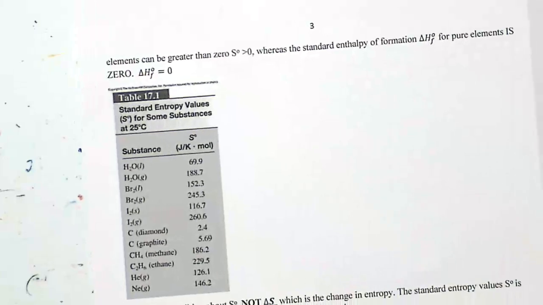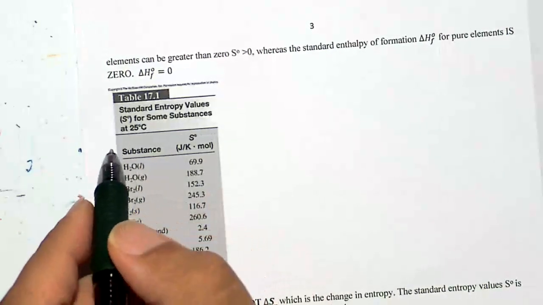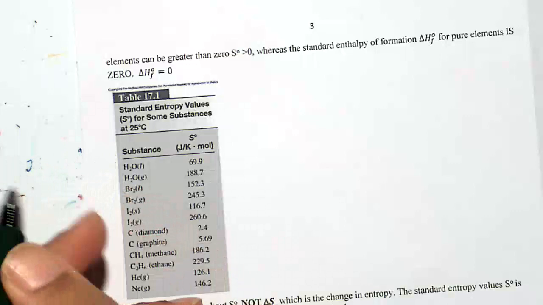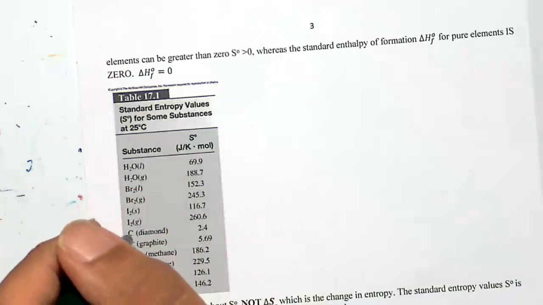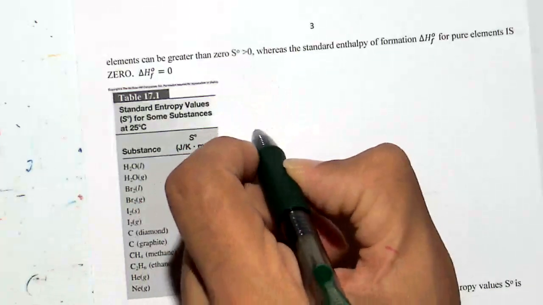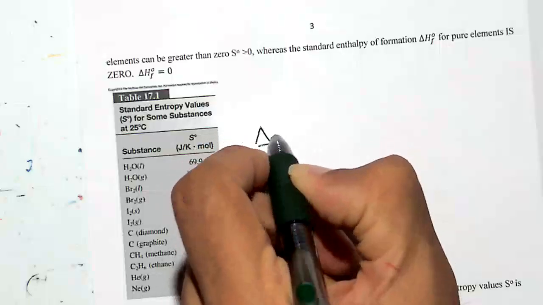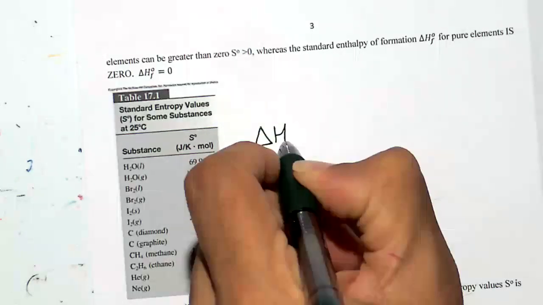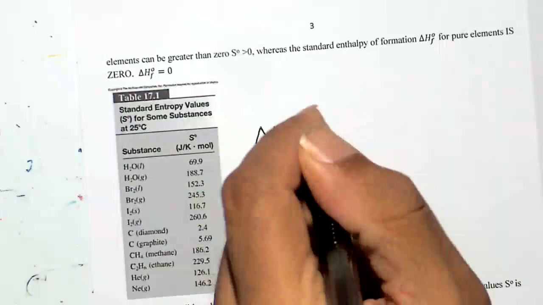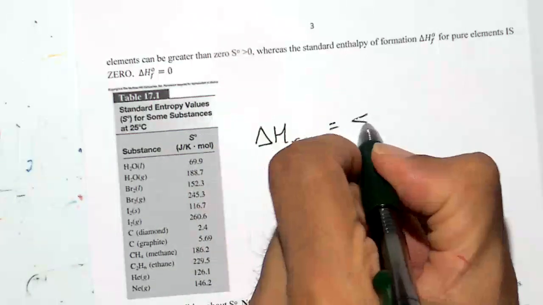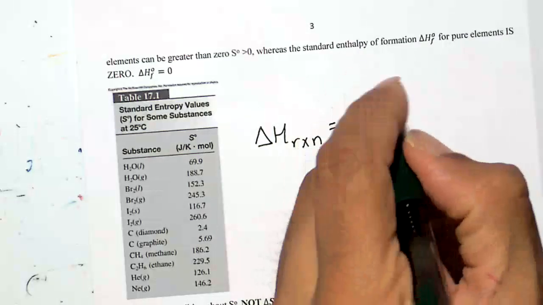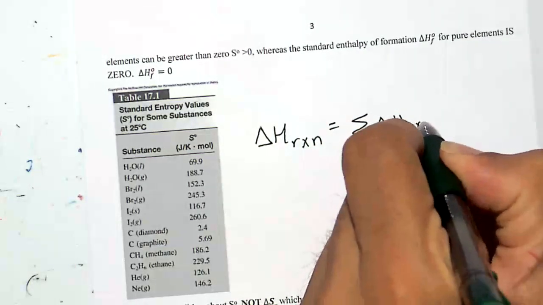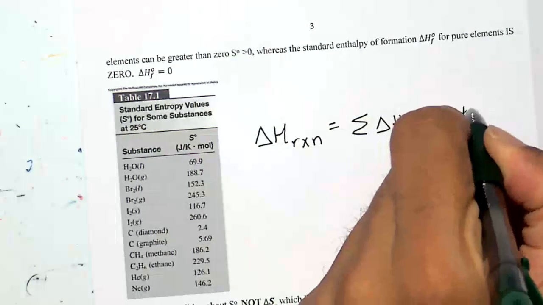Let's do some example problems. We actually have some values here. This is not for you to memorize. Anytime you see these tables, you don't memorize them. But I don't know if you remember this, from Gen Chem 1, there is a change in enthalpy, or the enthalpy of a reaction, which is the sum of the products minus the reactants.